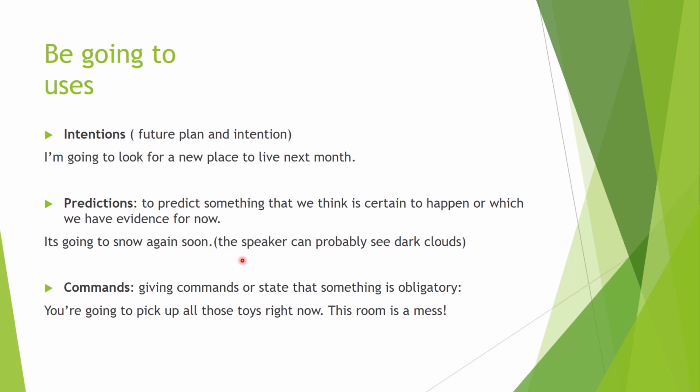This room is a mess. For example, a mother can say to her child, you are going to pick up all those toys right now. This room is a mess. So here, it's a command. So we can use be going to here. So you have to know that we use be going to to talk about intentions, to talk about predictions, and to give commands.